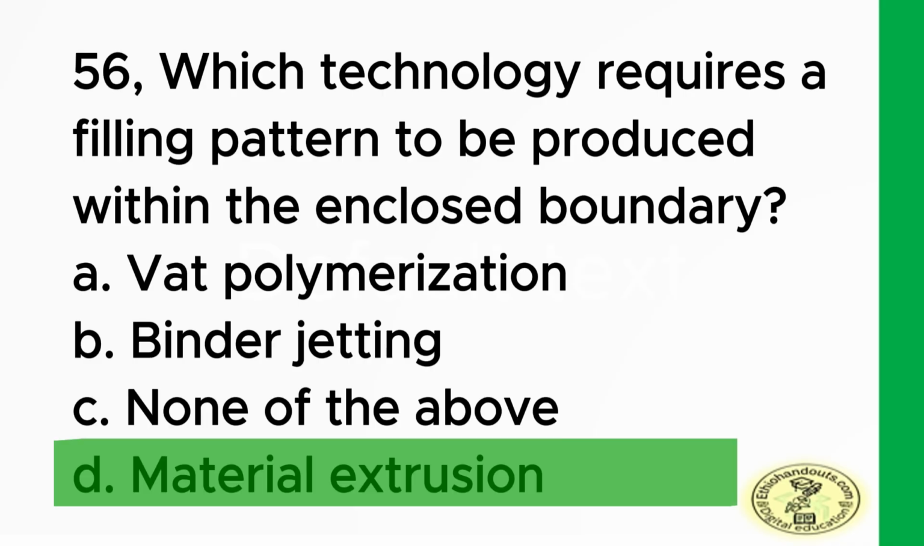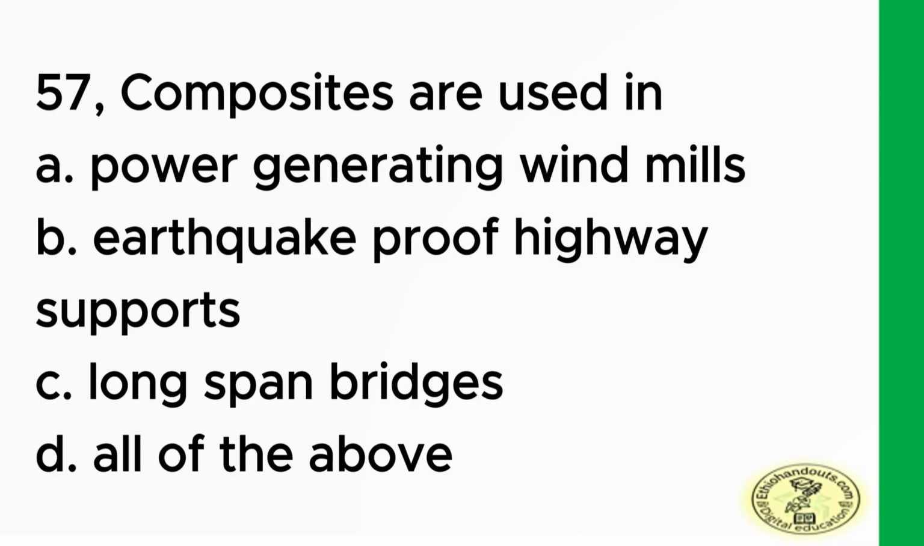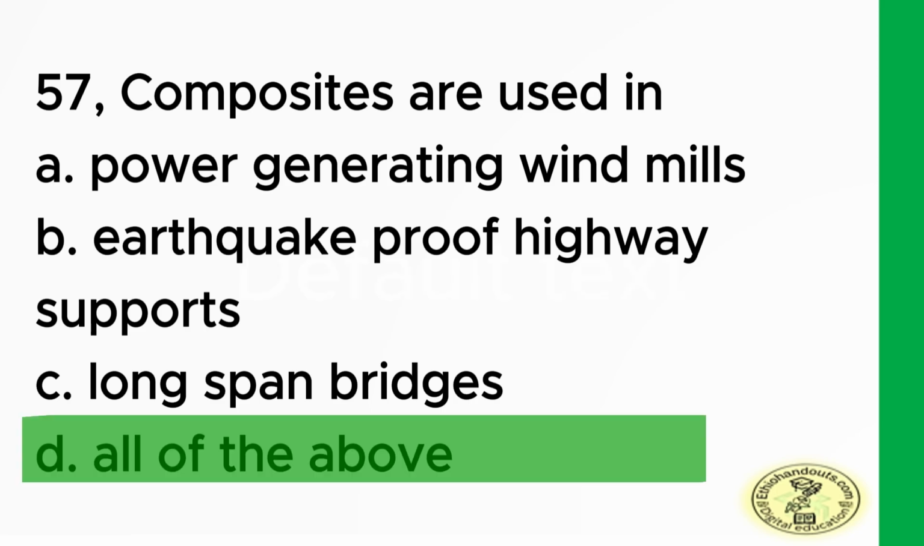The correct answer is D. Material extrusion. 57. Composites are used in A. power-generating windmills, B. earthquake-proof highway supports, C. long-span bridges, D. all of the above. The correct answer is D. All of the above.